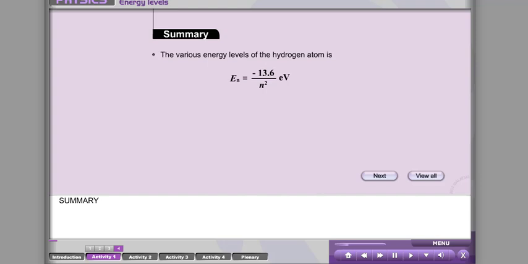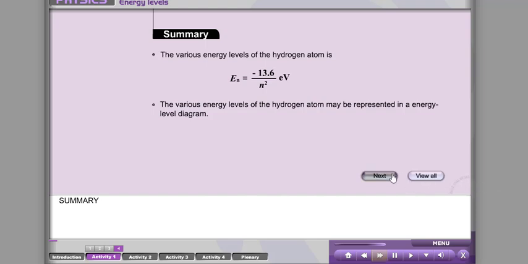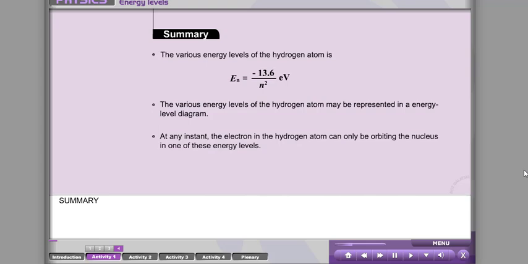Summary. The various energy levels of the hydrogen atom are En equals minus 13.6 over n squared electron volt. The various energy levels of the hydrogen atom may be represented in the energy level diagram. At any instant, the electron in the hydrogen atom can only be orbiting the nucleus in one of these energy levels.